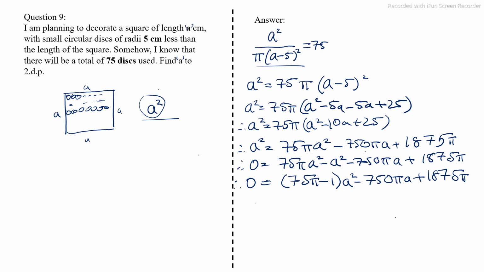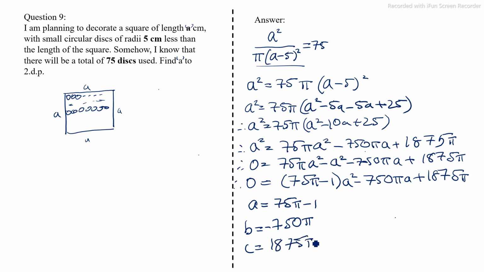Okay. Now let me just erase all this because it's going to take some space. Okay. So now we have to put this in the quadratic formula. So we know that a equals 75 pi minus 1, b equals negative 750 pi, and do not forget the negative, and then c equals 1875 pi. How do we know this? Well, we know this thing, we know this thing, we know this thing. Okay, now we need to plug this into the quadratic formula.